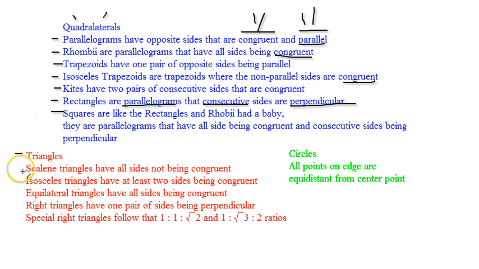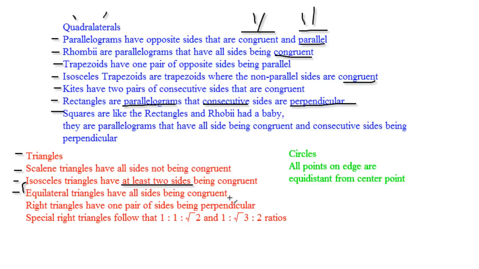Now triangles. Scalene triangles have all sides not being congruent. Pretty simple. Isosceles triangles have at least two sides being congruent. Now that leads into the next one, because an equilateral can be an isosceles, for argument's sake, because it has at least two sides being congruent. So that's one of the rules. Equilateral triangles have all sides being congruent. Now I know some of you guys are going, oh, what about the angles being 60 around? That is true, but we're using analytic geometry, and we're going to be analyzing this on the coordinate plane. So the only thing we need to prove is that all sides are congruent for this triangle.